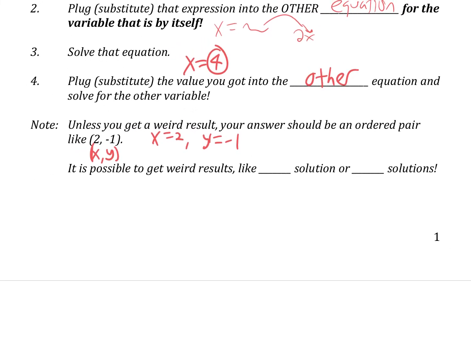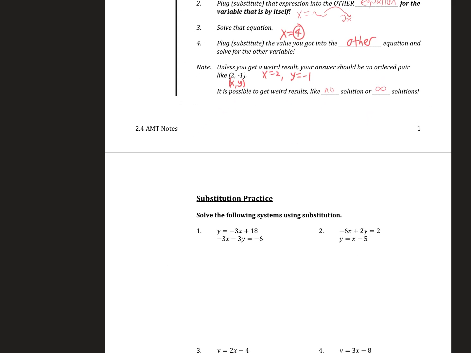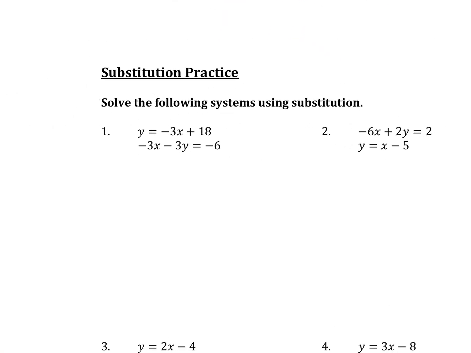It is possible when you're doing substitution, or solving systems, to get no solution, or infinite solutions. So it can be where the lines don't cross, so there's no solution, or there are infinite solutions. You'll get weird results, which we'll talk about in this lesson too. Okay? All right, let's go ahead and do a few problems here.